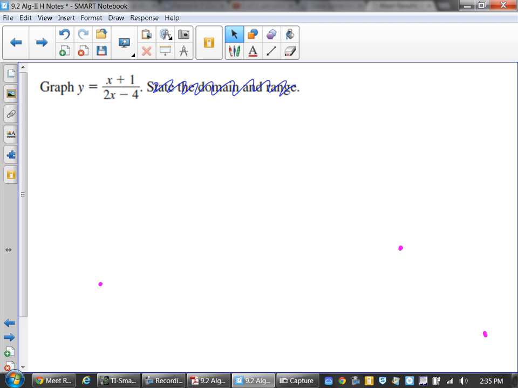Okay. Now, when you go through this one, your vertical asymptote will be at 2x minus 4 equals 0, and you get x is add 4 divided by 2, so 2. Okay. Your horizontal asymptote is where? Where's your horizontal asymptote then? 1/2. 1/2, good.